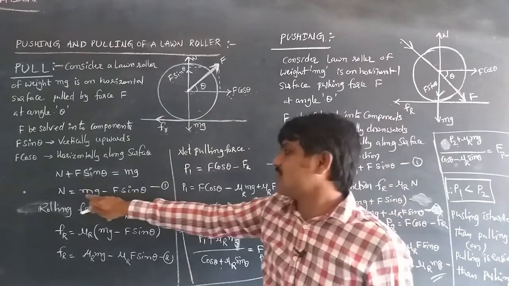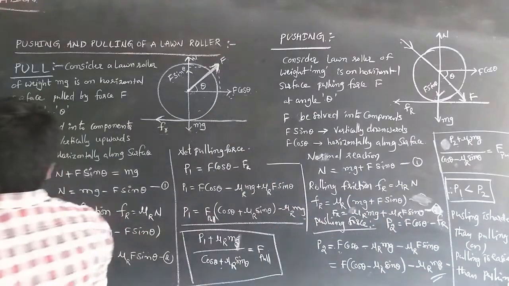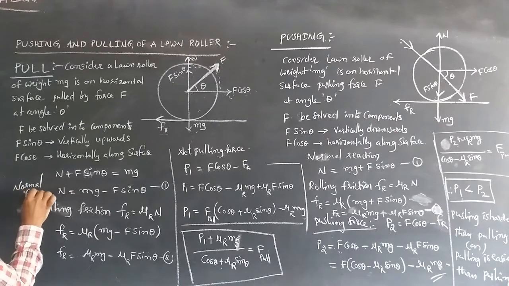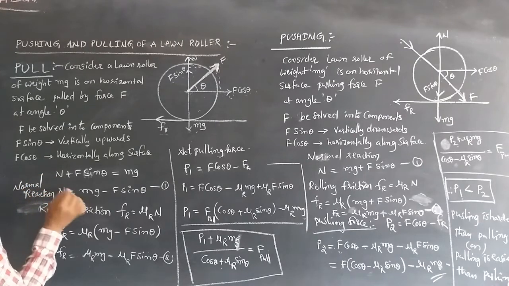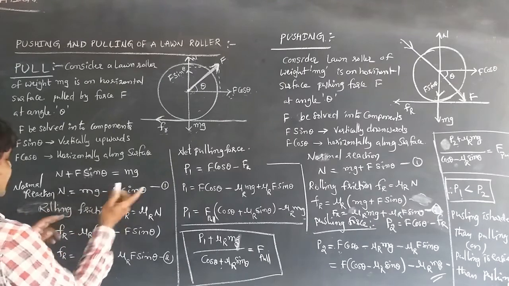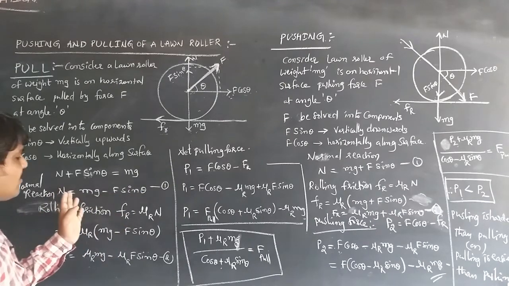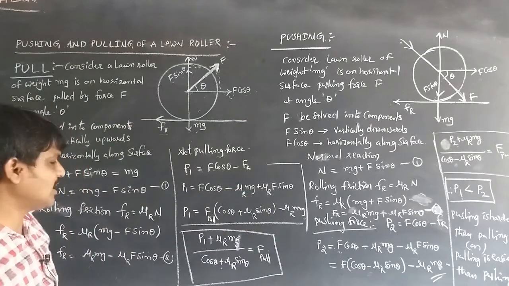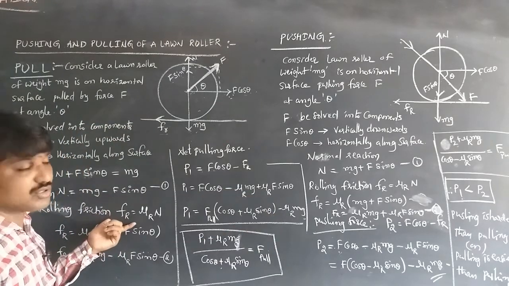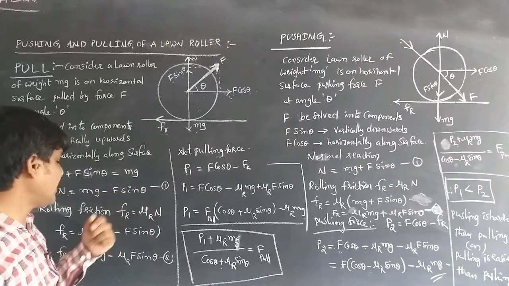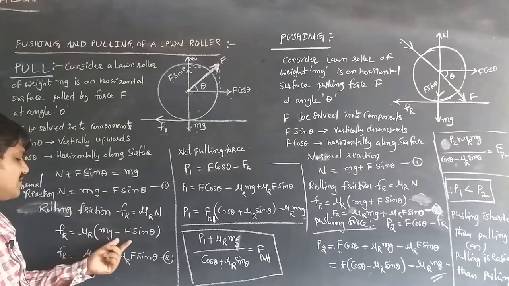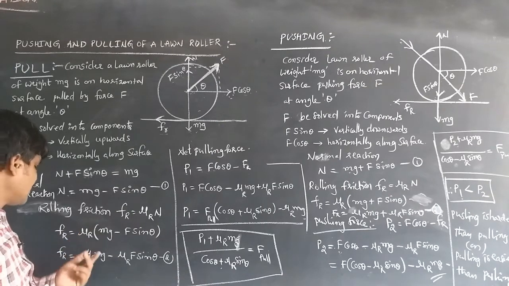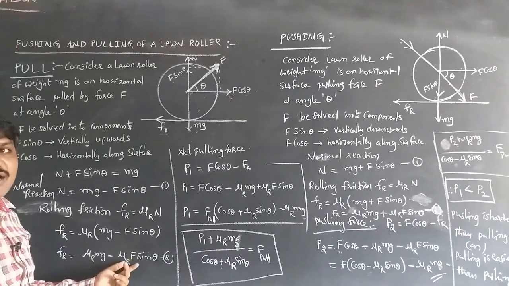From that equation, the normal reaction N is equal to mg minus F sin theta. Due to the external force acting on that body, whenever it is pulled, the body will roll. So from the rolling friction, Fr is equal to mu r N, Fr is equal to mu r into mg minus F sin theta. We got that. So Fr is equal to mu r mg minus mu r F sin theta.